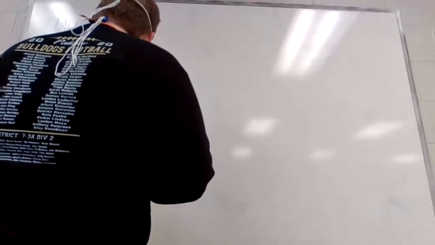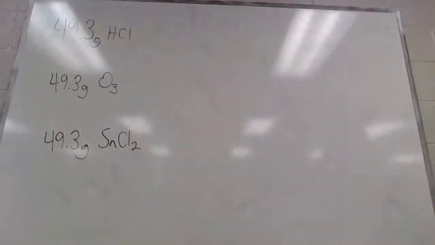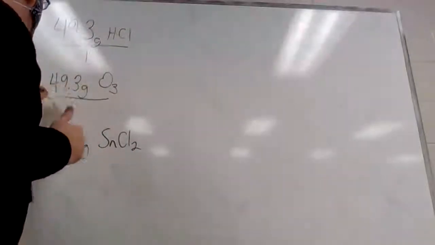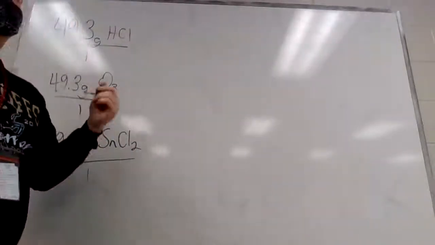So what I have to do is set up 3 different problems, and I'm going to use my answers as my starting points. 49.3 on all of them. I got HCl, O3, and SnCl2. So I got 49.3 grams of HCl, 49.3 grams of O3, ozone, and 49.3 grams of SnCl2. Is that it? SnCl2? Yeah. So I just got to do 3 problems. I don't want to do 3 problems, but it's what I have to do.